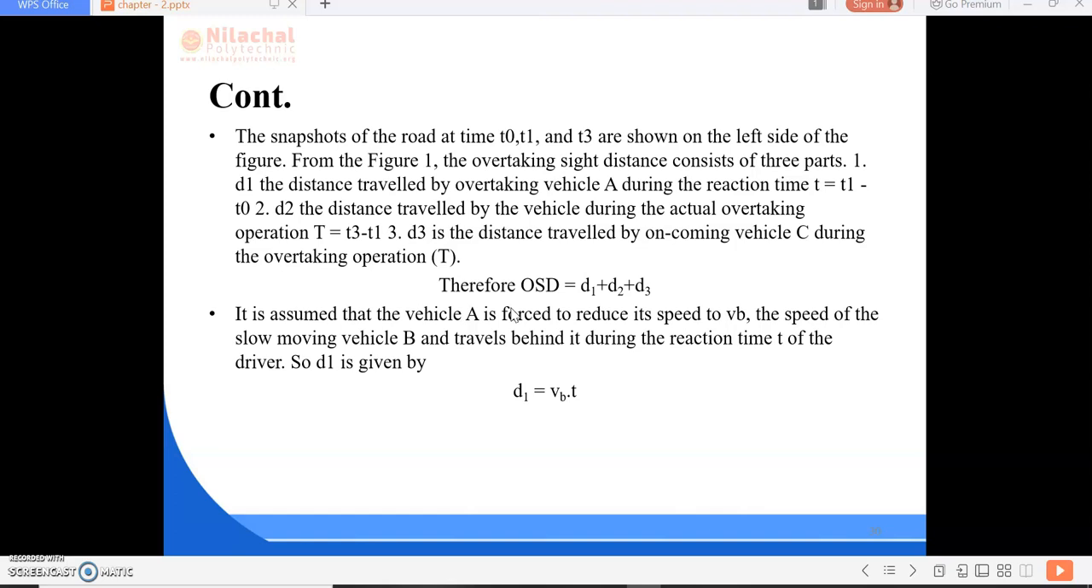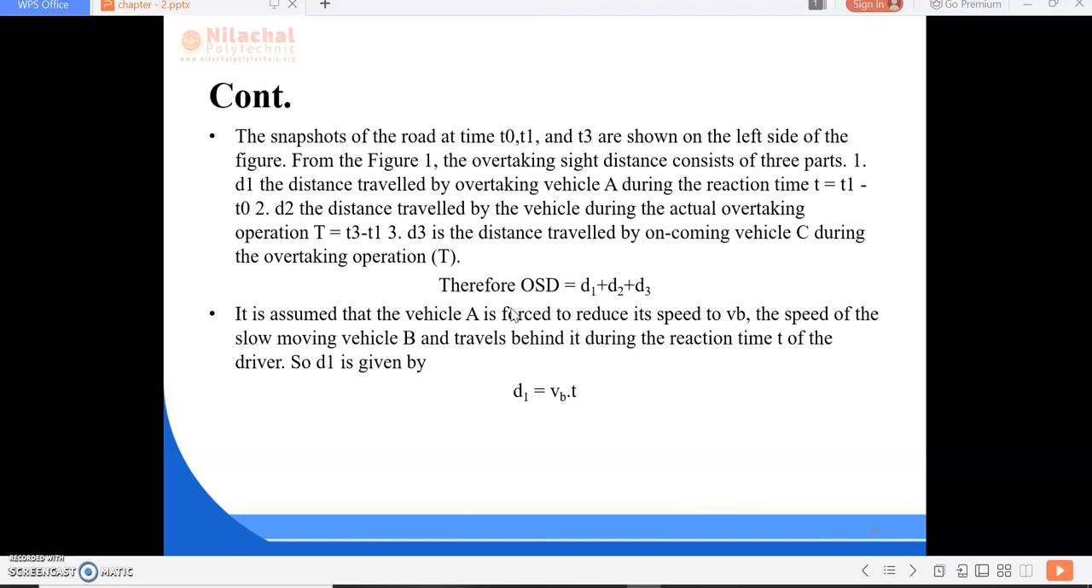One is d1, the distance traveled by the overtaking vehicle A during the reaction time t equals T1 minus T0. Second is d2, the distance traveled by the vehicle during the actual overtaking operation, T equals T3 minus T1. And the third is d3, the distance traveled by an oncoming vehicle C during the overtaking operation T. Therefore, OSD equals d1 plus d2 plus d3.